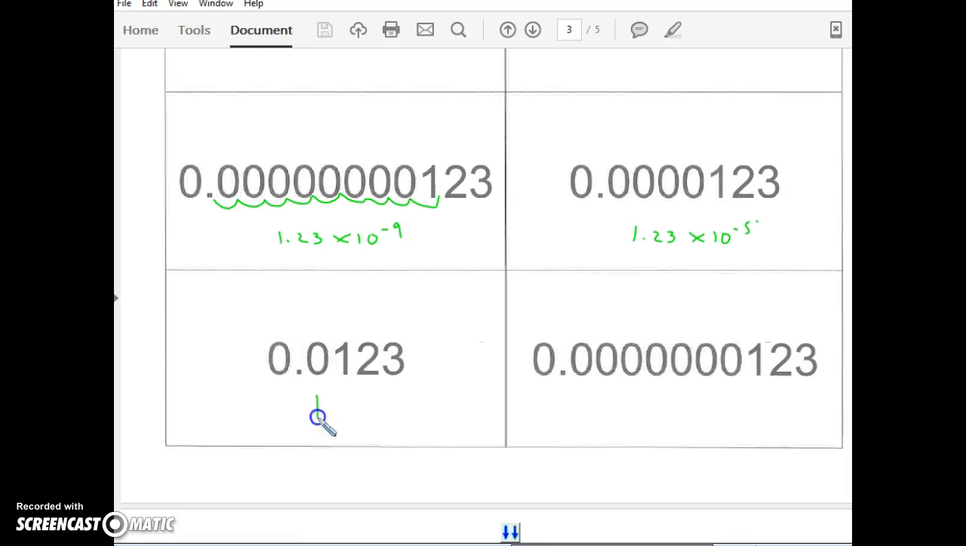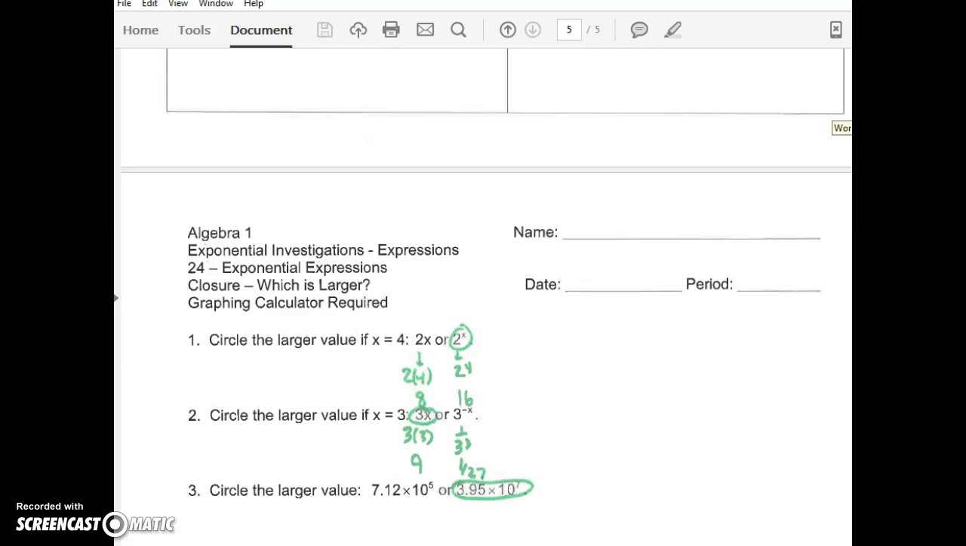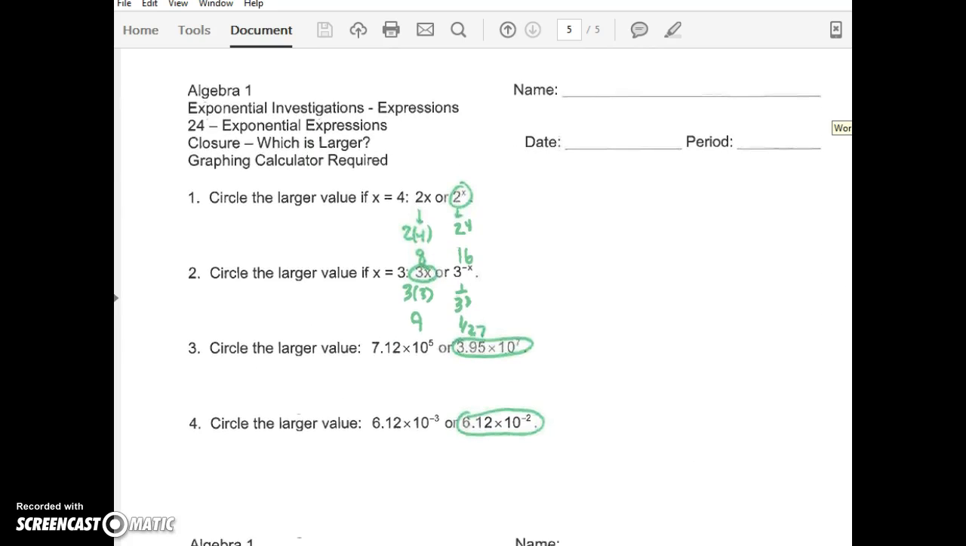I see 1 zero, so it would be 1.23 times 10 to the negative 2. I see 1, 2, 3, 4, 5, 6, 7. So 1.23 times 10 to the negative 8. And that pattern works anytime you have a very small number. And those are the answers for the scientific part. So then we have our closure.